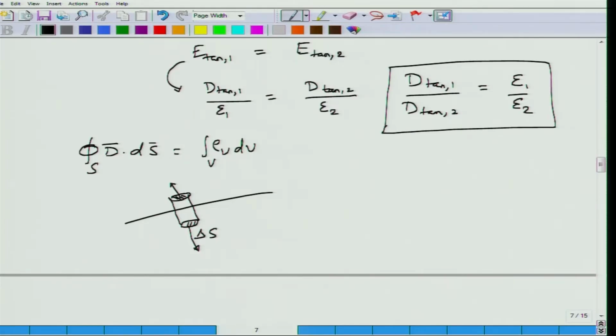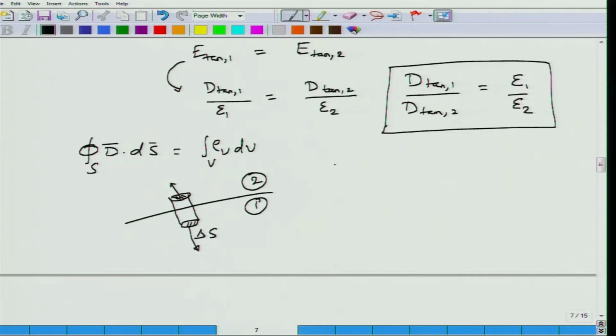They would be oppositely located. This is medium 2, this is medium 1. Now the tangential electric fields to the top and bottom would not contribute anything, right? Only the normal component of the D field will contribute to something. Okay, so let us just first blindly write down the left hand side.